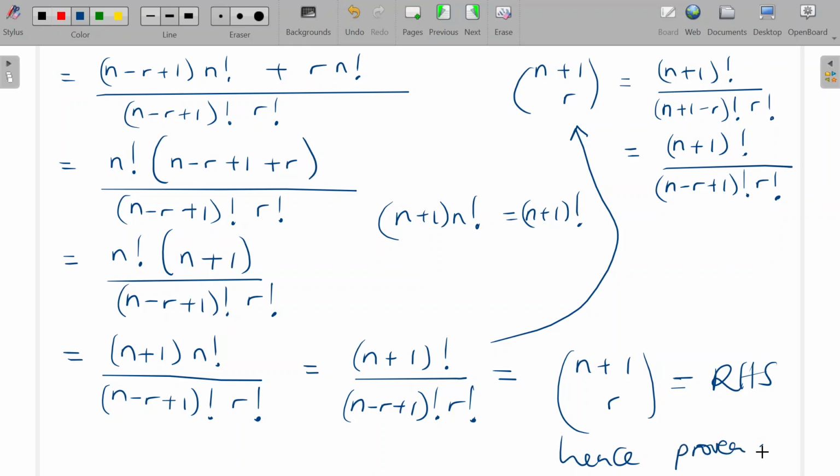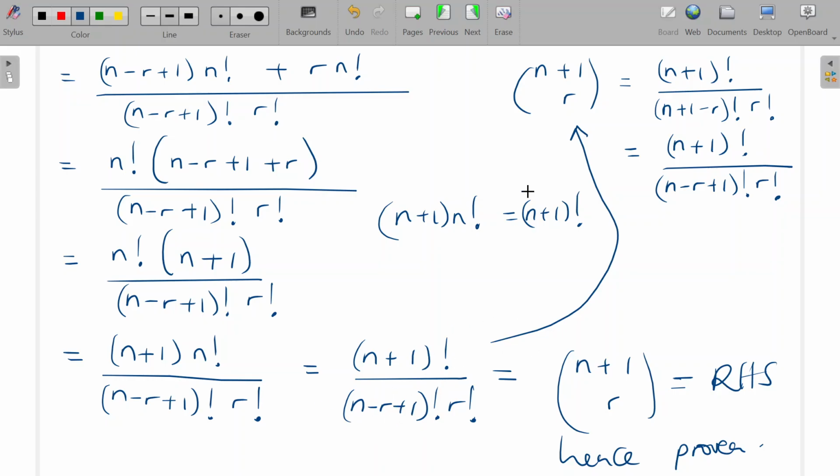So does it mean we are going to ignore the n minus r plus 1 factor? Which one? On top we have n plus 1 factorial, then over n minus r plus 1 factorial, r factorial. Now, where has the other side gone? Okay, this side, right?